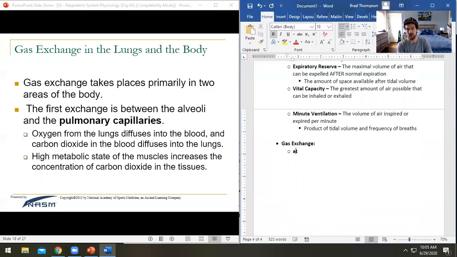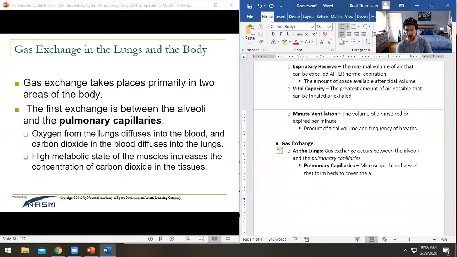So at the lungs, gas exchange occurs between the alveoli, those tiny sacs, and the pulmonary capillaries. Okay, what are pulmonary capillaries? They are microscopic blood vessels that form beds to cover the alveoli.